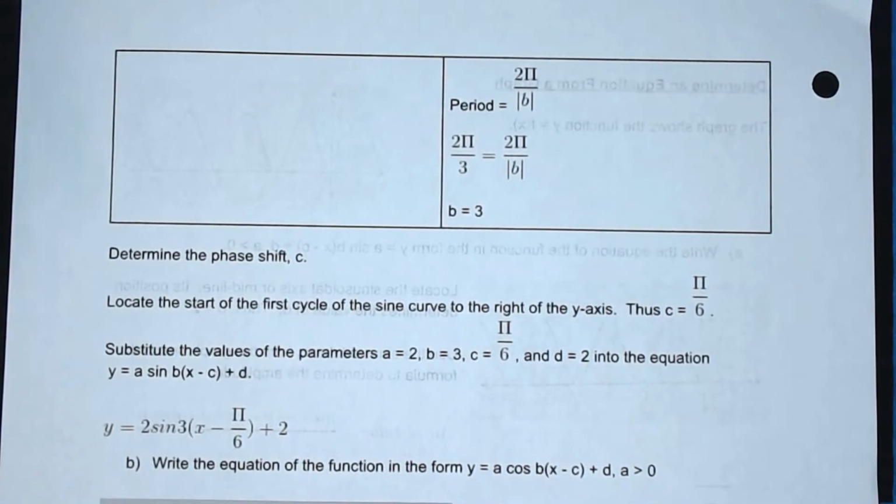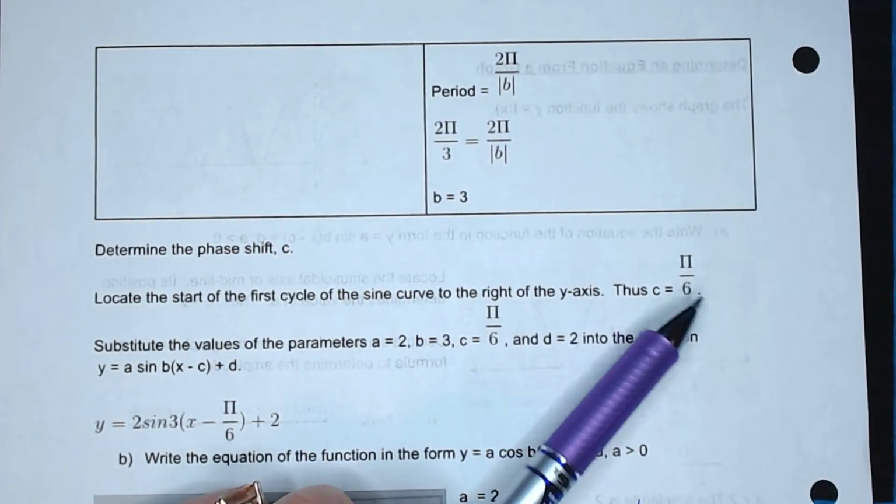Now our last step is to determine the phase shift c, so how far left or right the graph has moved from the origin 0, 0, because it's a sine graph. So locate the start of the first cycle of the sine curve to the right of the y-axis. Therefore, c equals pi over 6.